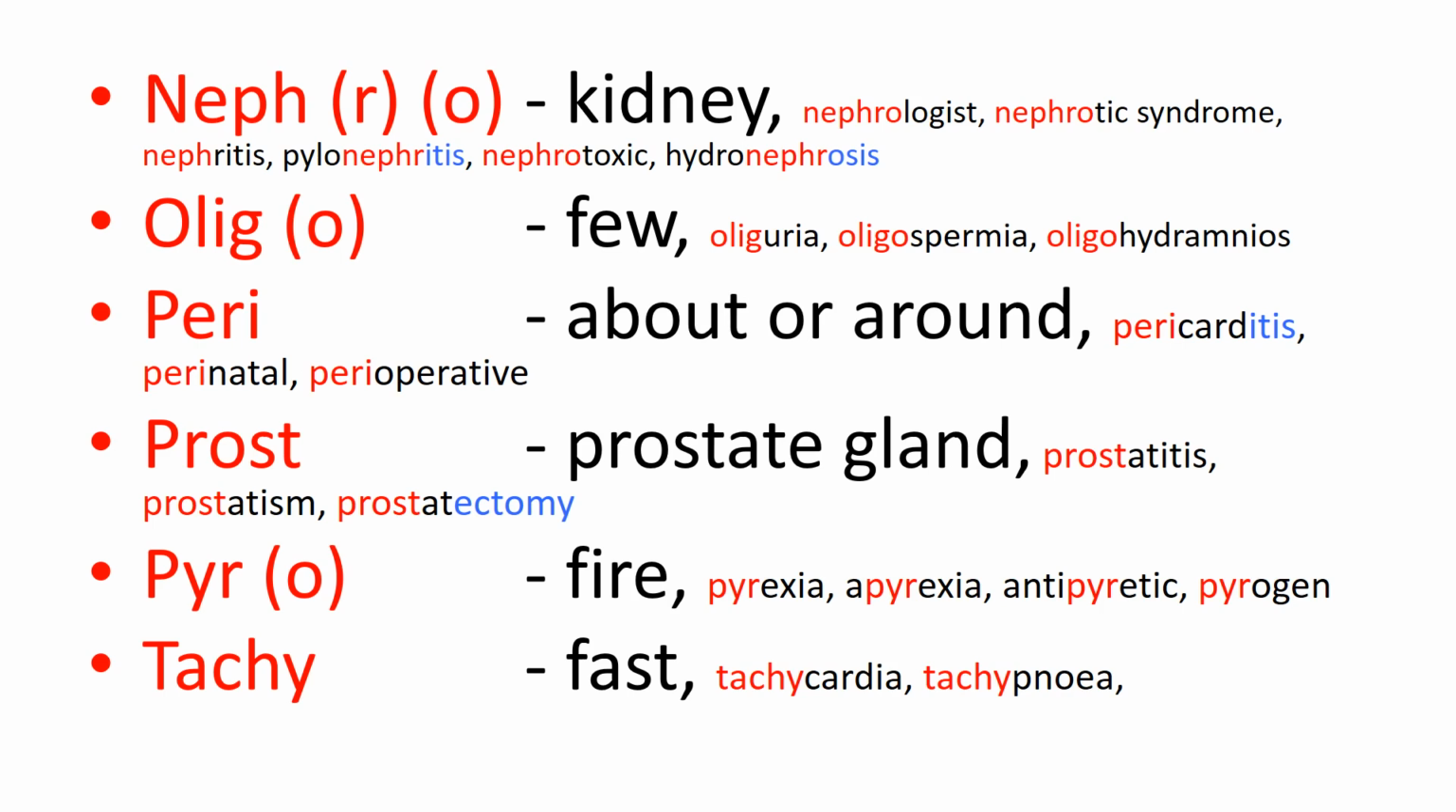Neph or nephro means to do with the kidneys. So a nephrologist is someone who studies the kidneys and kidney diseases. Nephrotic syndrome: nephrotic is where the glomeruli in the kidneys become leaky and can leak protein into the urine, causing a proteinuria. This can diminish the amount of protein in the blood and potentially lead to edema.